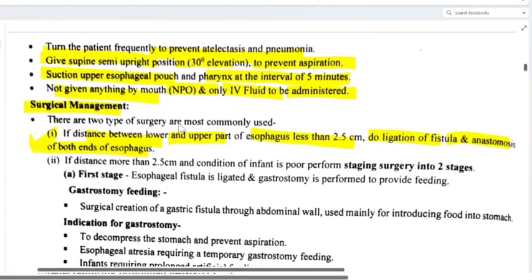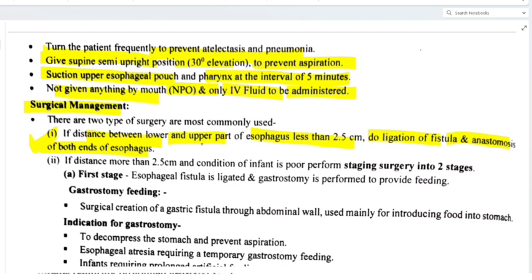So see, it is written, if distance between lower and upper part of esophagus is less than 2.5 centimeter, do ligation of fistula and anastomosis of both ends of esophagus. Clear? Now if distance is more than 2.5 centimeter, in this condition the infant is a poor performer, so staging surgery into 2 stages. Clear? So in that case we have to do surgery in 2 stages.